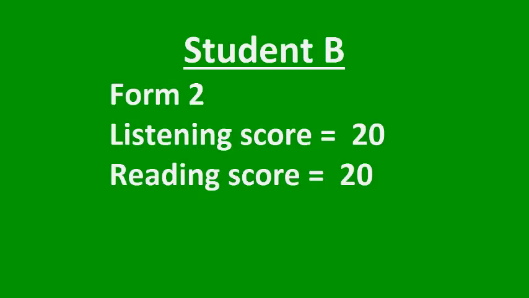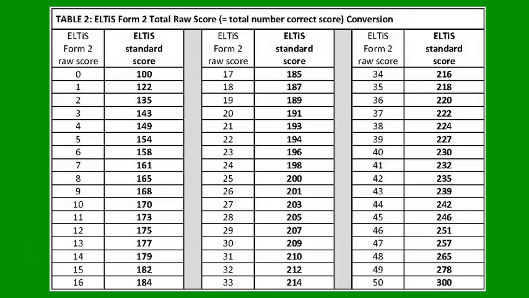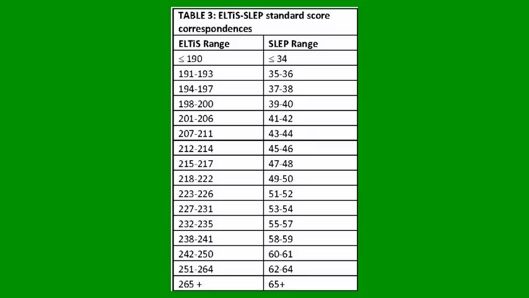Now, let's say that a different student, student B, took ELTIS Form 2 and got the same number of answers correct, 20 in listening and 20 in reading. Student B's total ELTIS raw score is also 20 plus 20, which equals 40. Since student B took ELTIS Form 2, we now use Table 2 to find the score conversions. Using this table, we find the row with the ELTIS raw score of 40, and we see that it corresponds to an ELTIS standard score of 230. Then, using Table 3, we find that the SLEP equivalent of ELTIS 230 is SLEP 54.